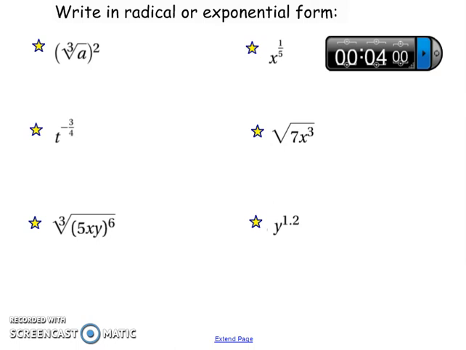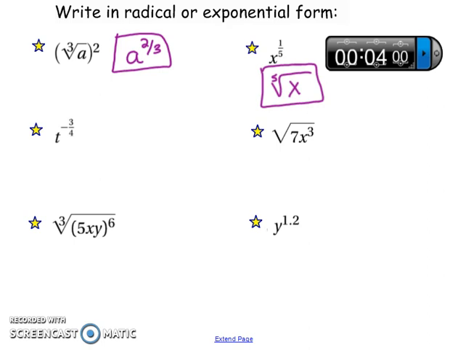Okay, so we want to just convert these into the proper form, radical form or exponential form. If it's in radical form, we're changing it to exponential. If it's in exponential, we're changing it to radical. So the cubed root of a squared, we'll have a to the 2/3. X to the 1/5. 1 is your exponent, 5 is your index.